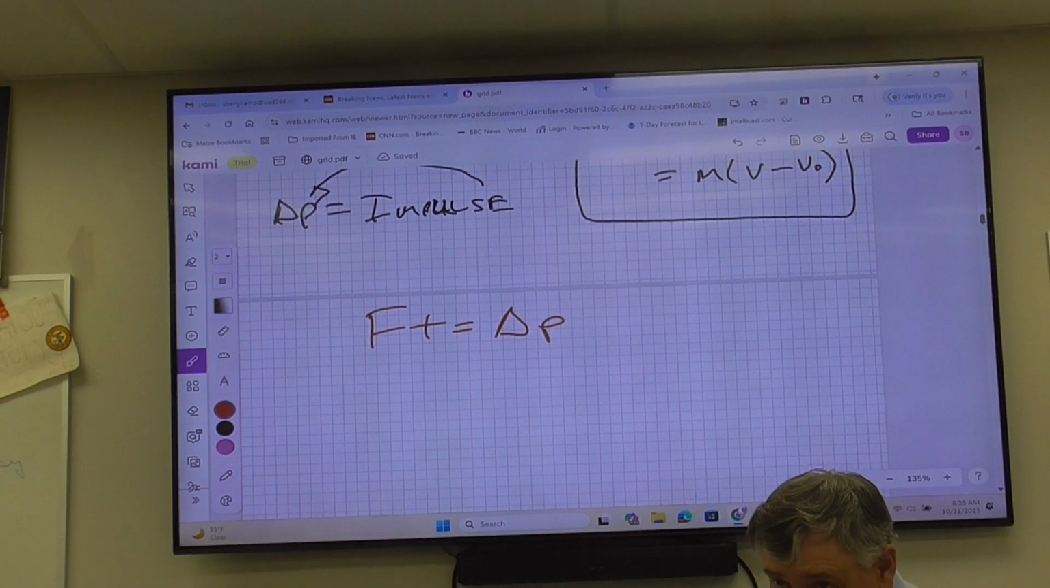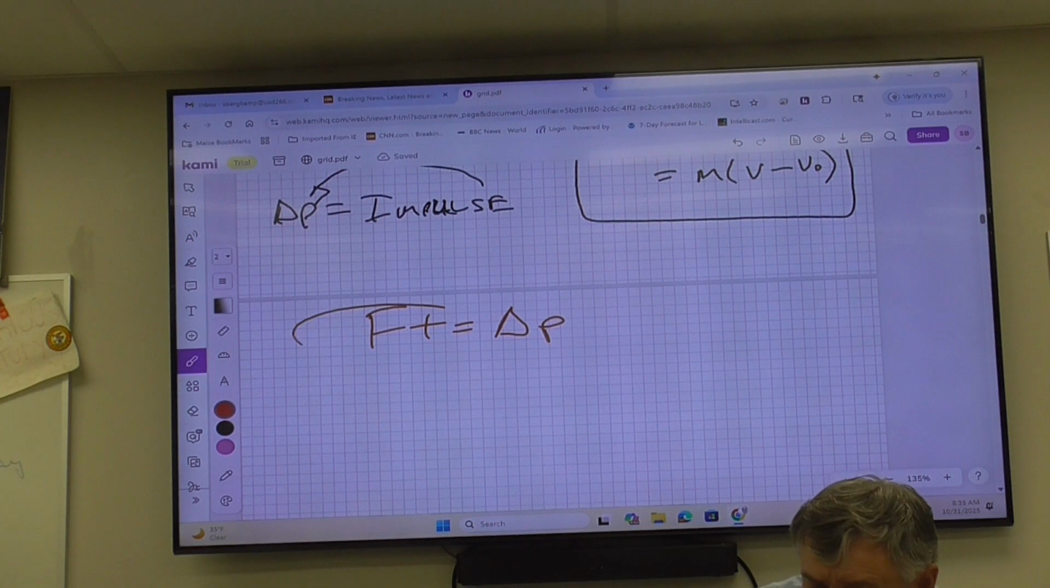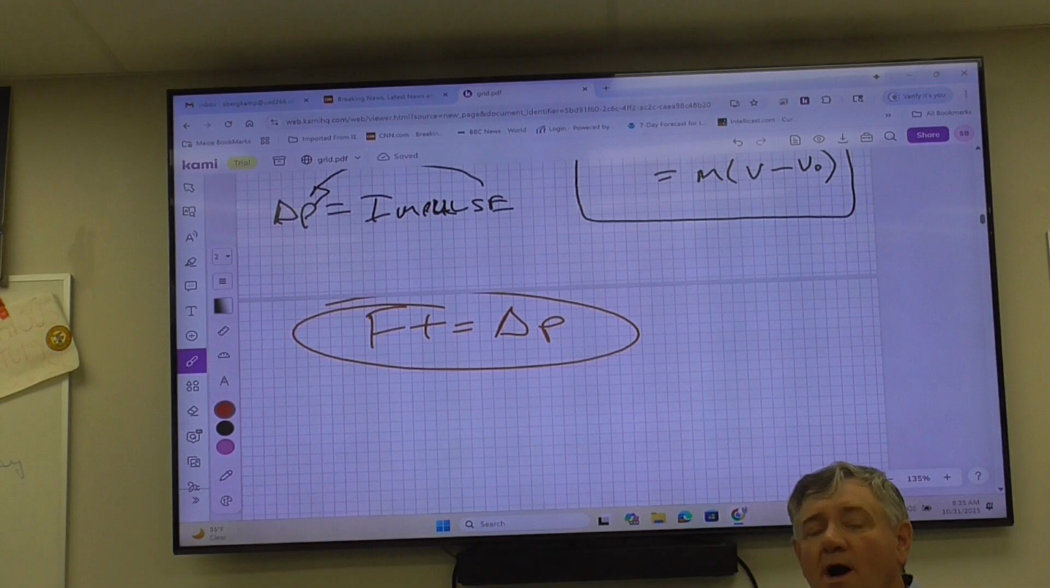In terms of this equation, why do you bend your knees? Greater time, less force.